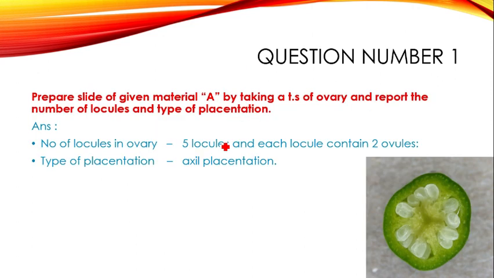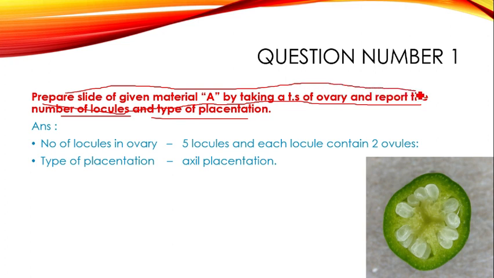Then if you get another question for question number 1, that is, prepare a slide of given material A by taking TS of ovary and report the number of locules and type of placentation. Already I have told that first you should understand the question properly, then only it is possible to get 30 out of 30 marks. For this question, what do we have to do? See the question: prepare a slide of given material A by taking TS of ovary. You have to prepare a TS of ovary slide.